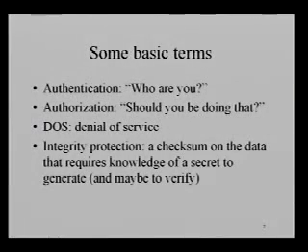So basic terms: authentication is sort of, who are you? And authorization is, should you be doing that? And DOS is denial of service. Integrity protection is a kind of checksum that's put on data. Now, we're all familiar with CRCs, which is a checksum put on data, but a cryptographic integrity check is one where unless you know the secret, you can't generate the integrity check, and in some cases you can't even verify whether it's right, but you won't be able to modify the data without knowing the secret.